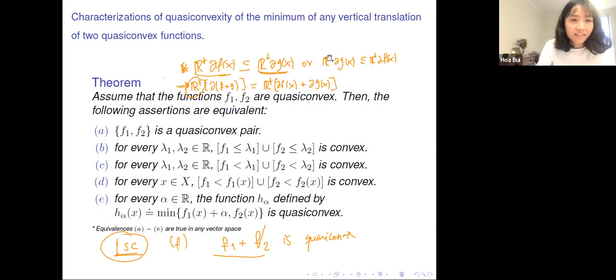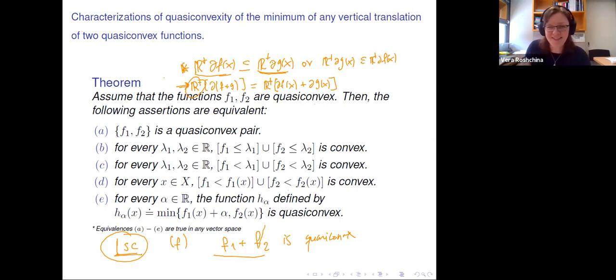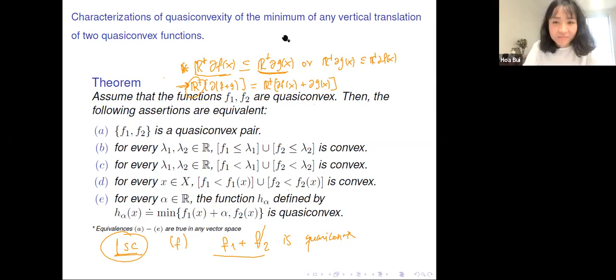Okay, so is there any other questions from Nadia or the audience? Okay, no more questions. It's just a very enjoyable talk. I have learned a lot about quasi-convex functions. Excuse me for not understanding some questions.